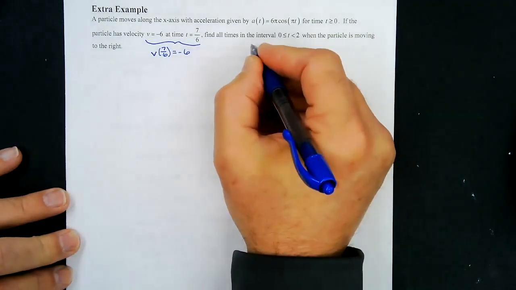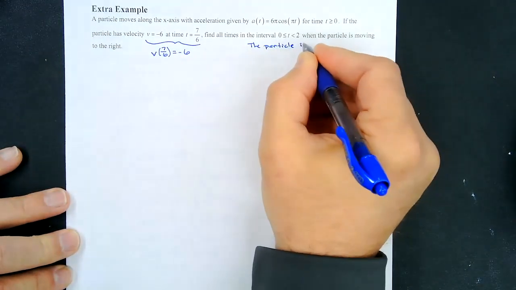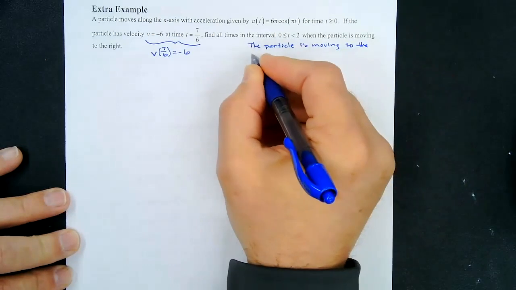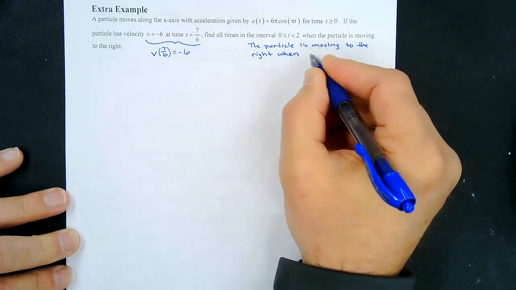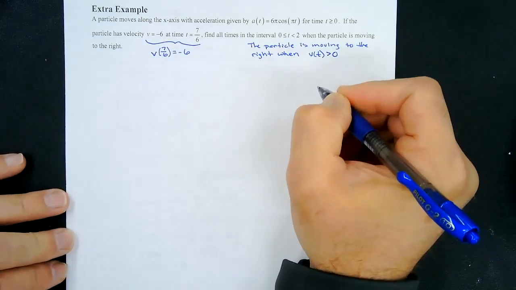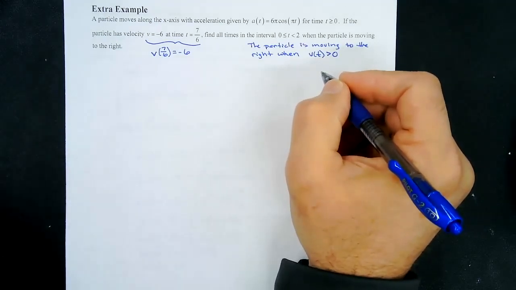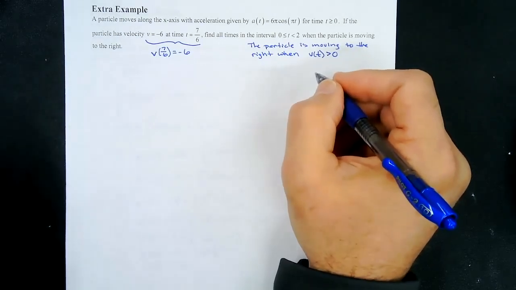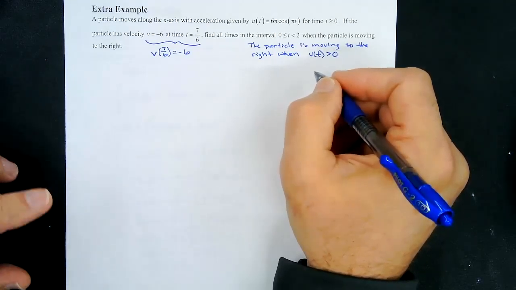So let's write this. The particle is moving to the right when v of t is greater than 0. In other words, v of t is positive. This is kind of similar to finding the velocity at a particular time, but we want to find the velocity at any time. We actually want to come up with the velocity function for this, and then we have to look and see when that velocity is going to be positive.